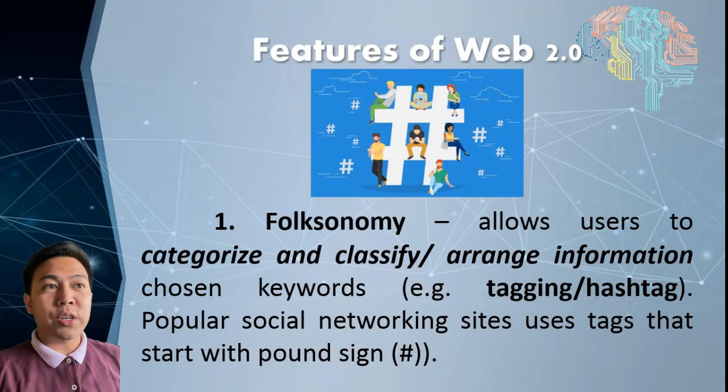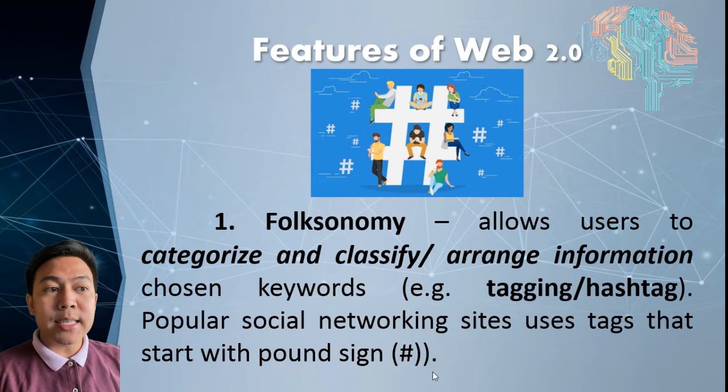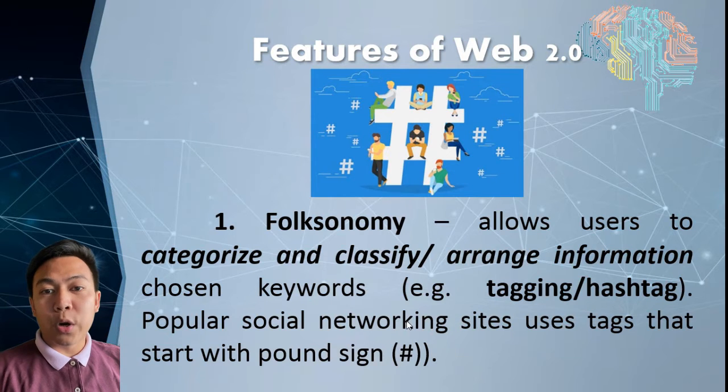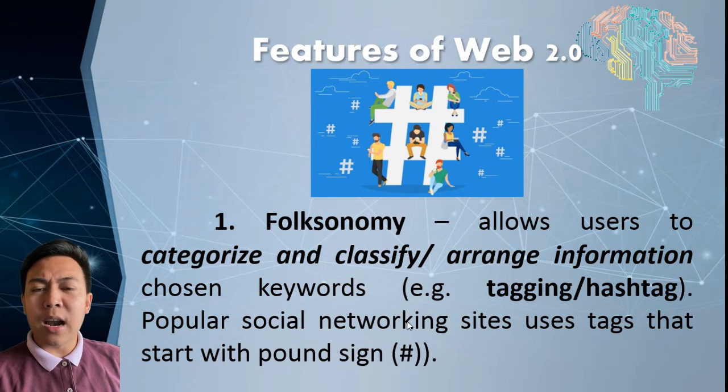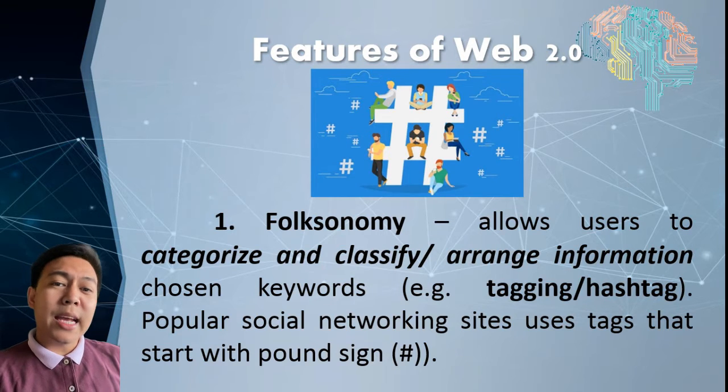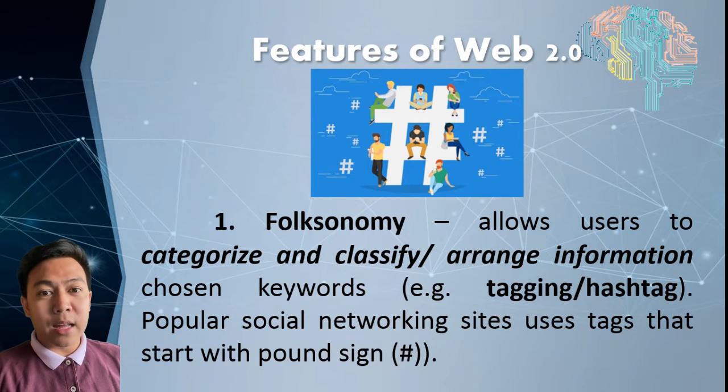So here are the features of Web 2.0. The first one is what we call folksonomy, which allows users to categorize and classify or arrange information with a chosen keyword. And this is an example. We have tagging or hashtag, which is used for popular social networking sites, and we use the pound sign for getting the keyword. And we use this on several applications such as Facebook, Instagram, Twitter, and even YouTube.